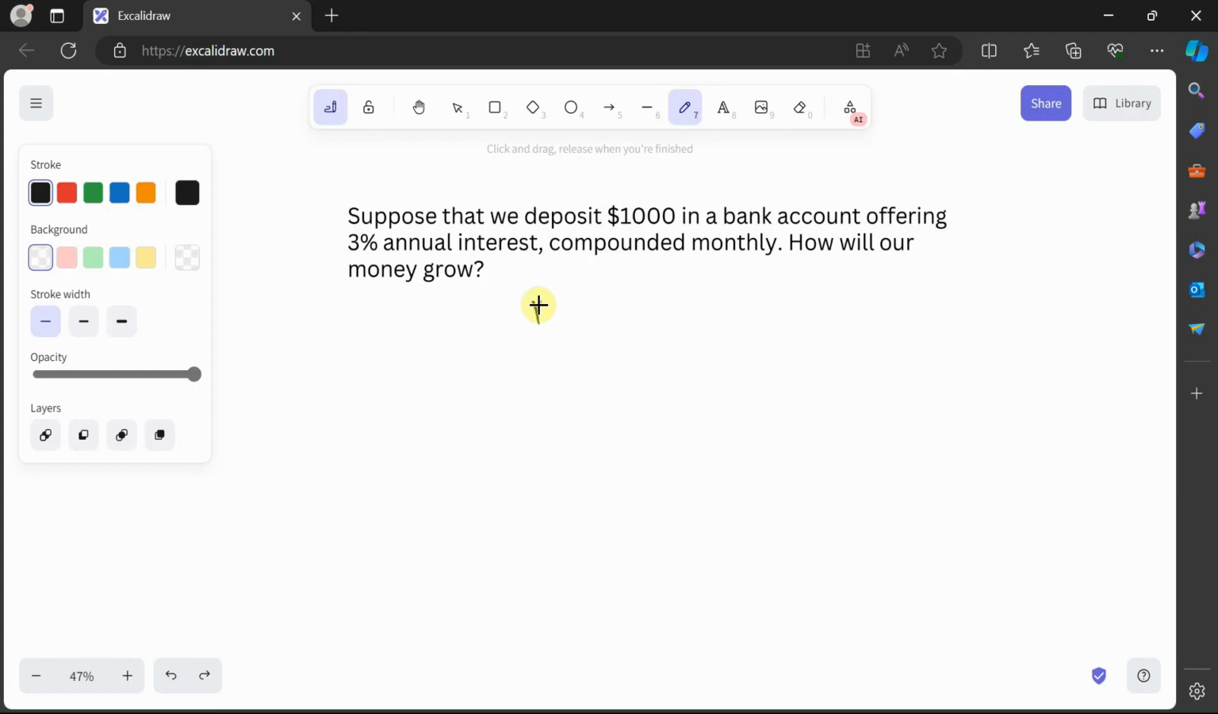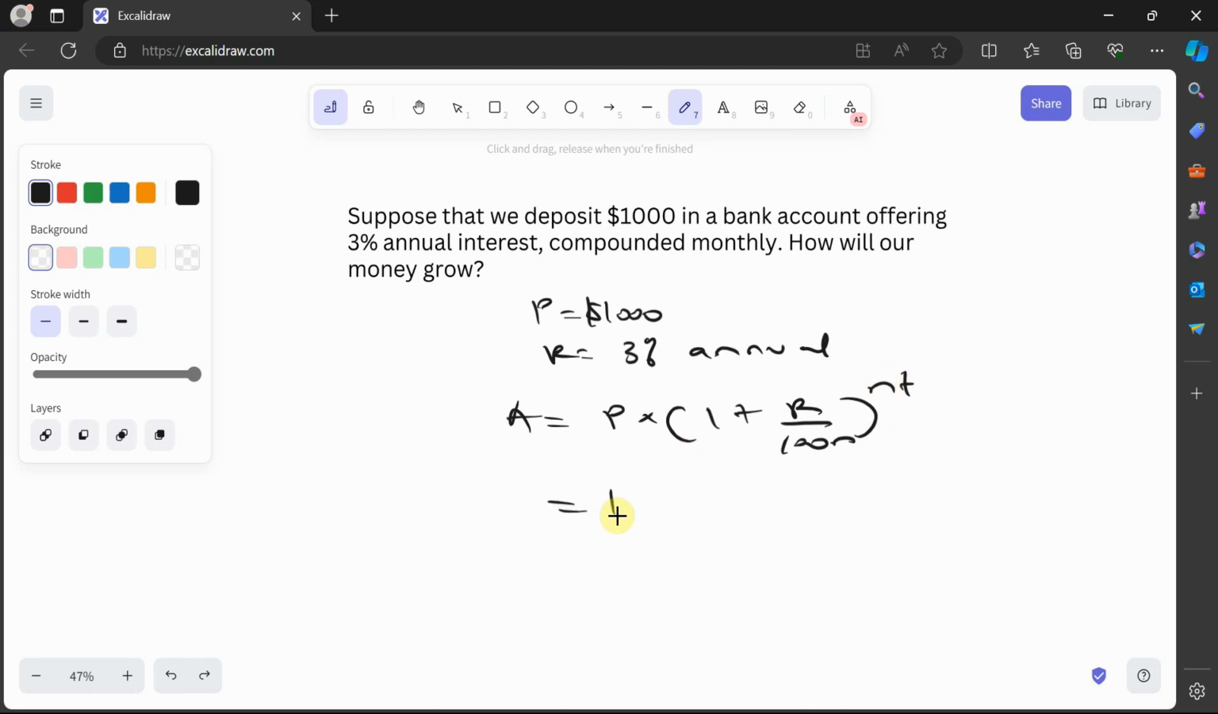So our principal in this case is $1,000 and the rate is 3% annually. It's compounded monthly. How will our money grow? We know our A would just be P times (1 plus R over 100N) raised to the power of NT. So our P is $1,000 times (1 plus 3 over 100 times N). Because it's compounded monthly, how many months are in a year? That's 12 months, so times 12, raised to the power of 12 times, let's say, 1. Since they did not say how will our money grow after maybe 10 years or something, we assume the number of years they're asking for is 1.